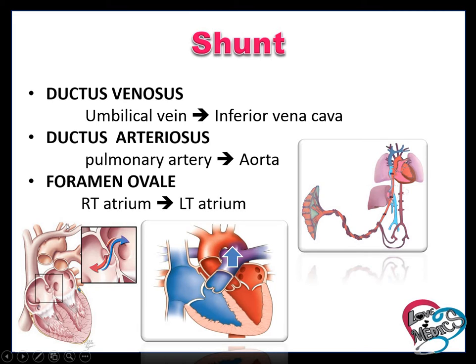Shunt. Shunt means what? Shunt means diversion. Diversion of the blood is going to happen with the ductus venosus, ductus arteriosus, and foramen ovale. Ductus venosus connects the umbilical vein and inferior vena cava, and ductus arteriosus connects the pulmonary artery and aorta, and foramen ovale is the opening that connects the right atrium and left atrium.